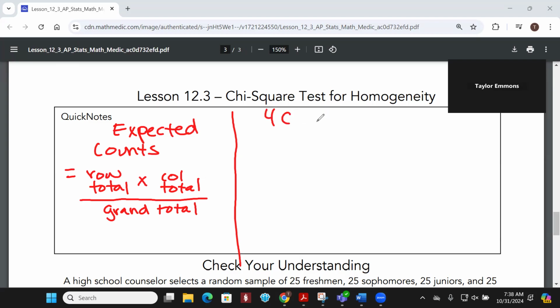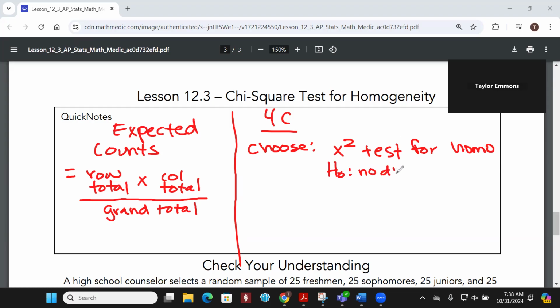We're still using the 4 C's. Remember, on your last test and quiz, you took the choose part. So the 4 C's, you're going to choose. Remember, it's a chi-squared test for homogeneity. The null is going to be no difference. The alternative is that there is a difference.